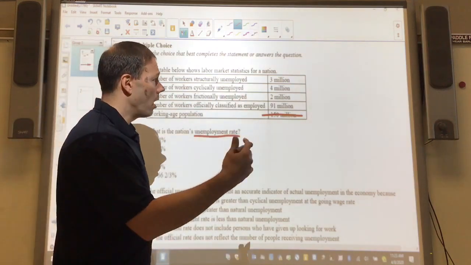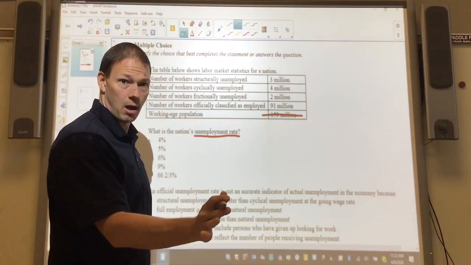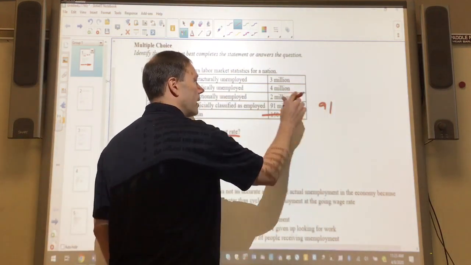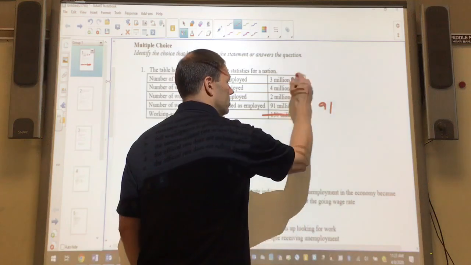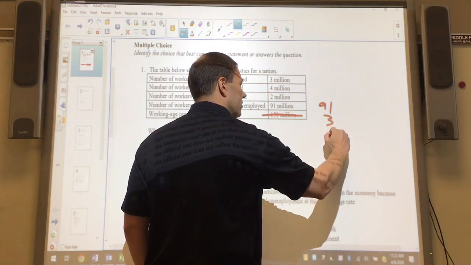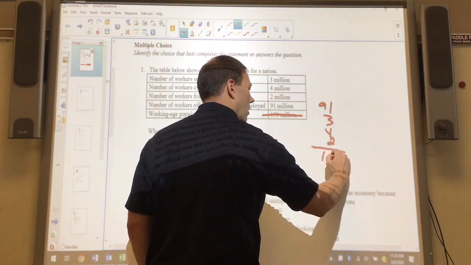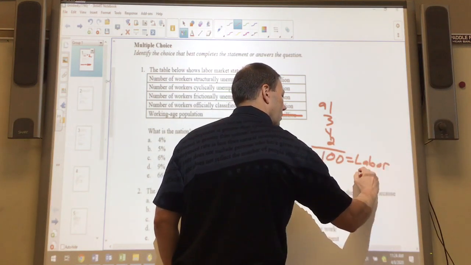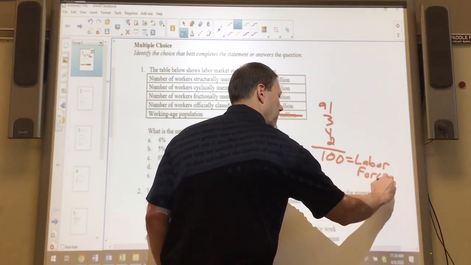So our labor force consists of everyone who has a job, which is 91 million, plus all the people that don't have a job. So that's 3 million, plus 4 million, plus 2 million, add that all up. So 100 is our labor force.